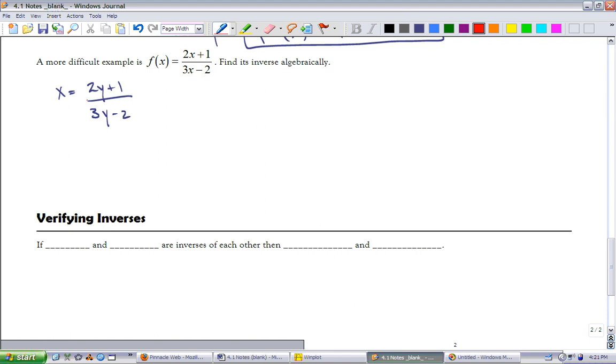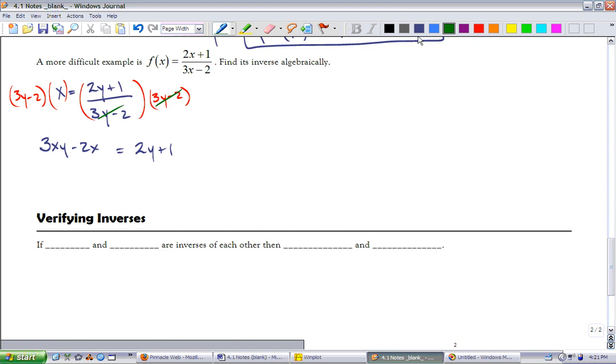So like other equations that we've solved for this year, when you have a rational expression, probably the easiest thing to do is multiply both sides by the common denominator, and I'm going to distribute this x, so I get 3xy minus 2x equals 2y plus 1. Okay, because these will cancel each other out.